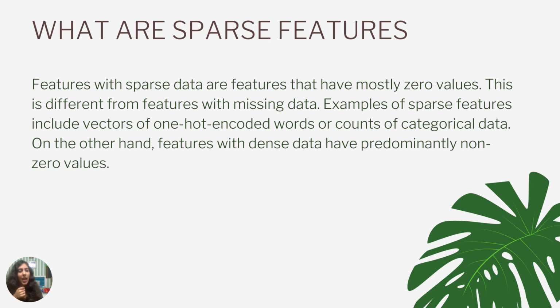Now let's understand sparse features. Features with sparse data are features that have mostly zero values. This is different from features with missing data. Examples of sparse features include vectors of one-hot encoded words or counts of categorical data. On the other hand, features with dense data have predominantly non-zero values.